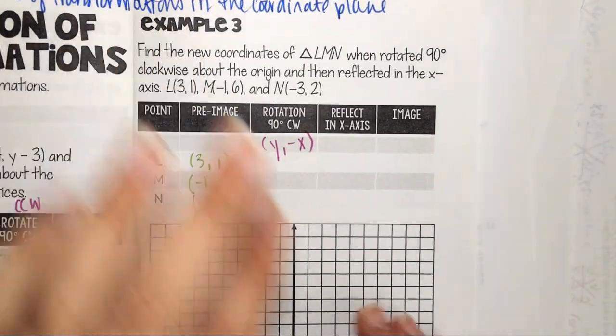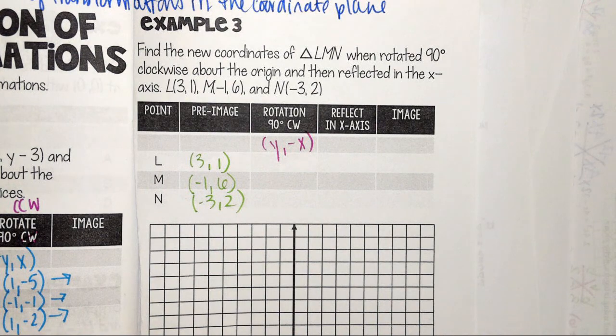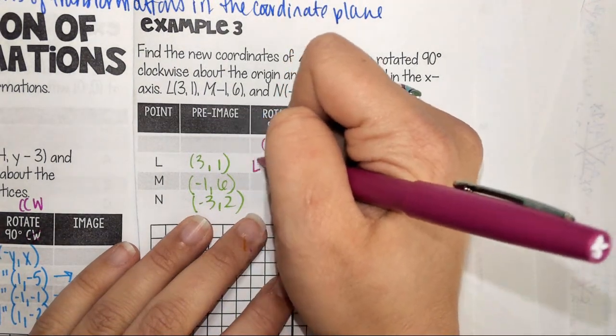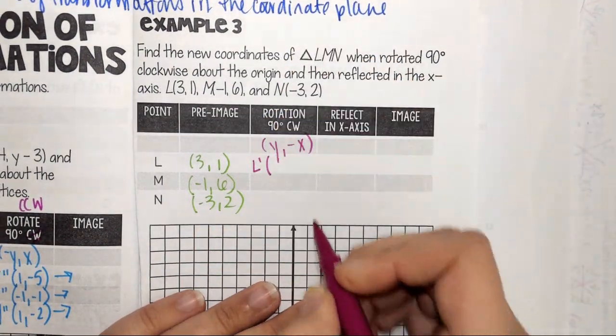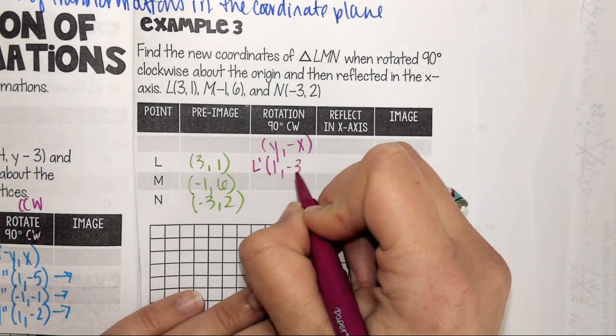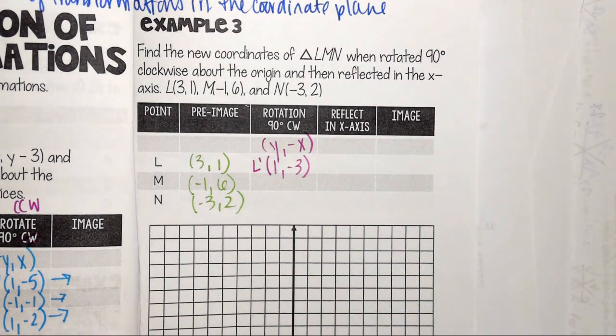All right, so we swap them and we change the sign of which value? X. Okay, so what's L prime going to be? 1, -3. All right, so we swapped them and then we changed the sign of our X values. Everybody with me? Yes. Okay, what is our M prime?